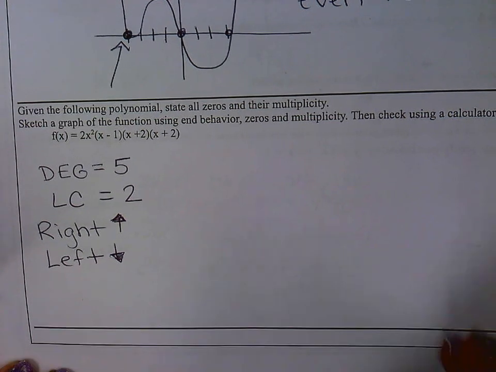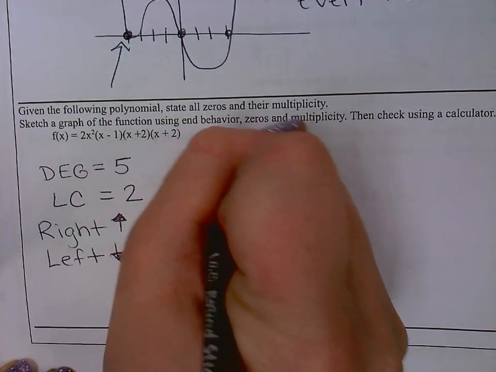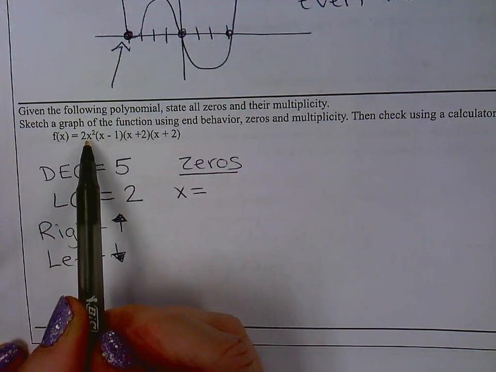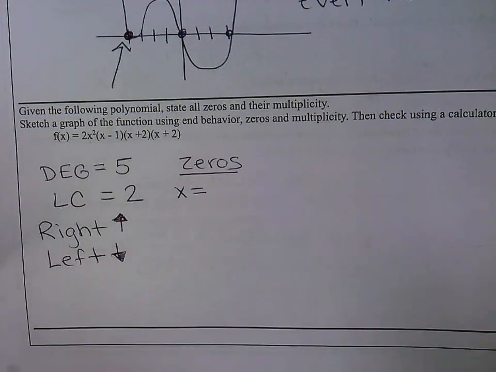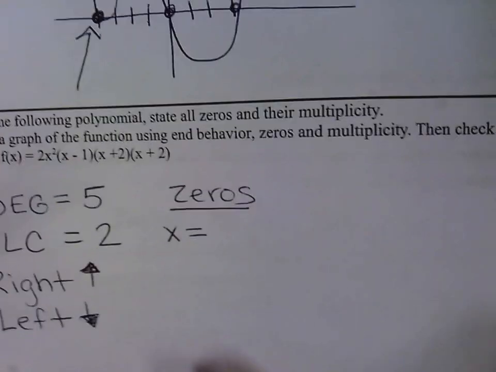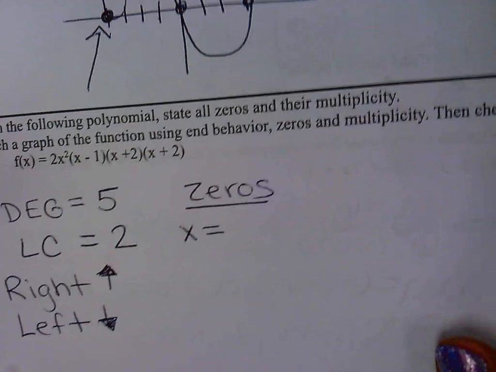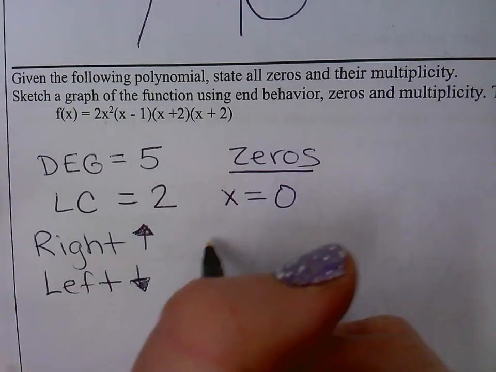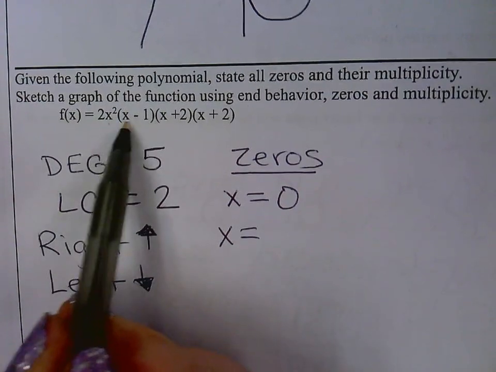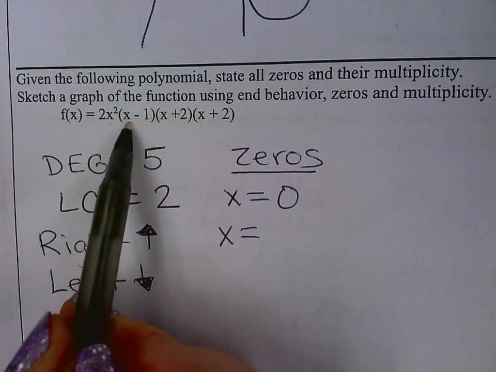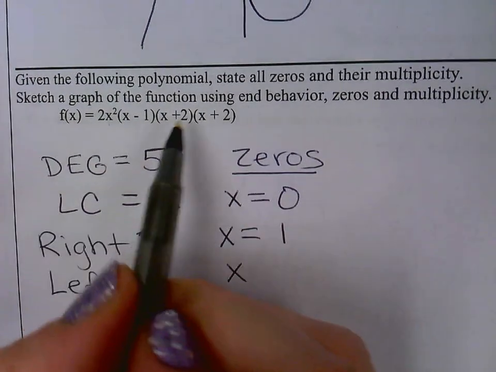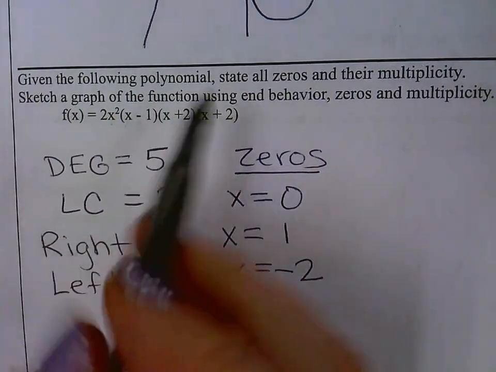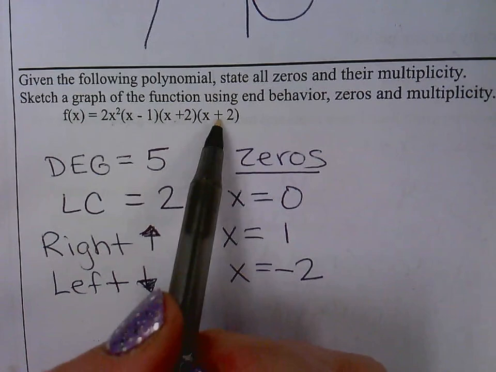Okay, what are all of my zeros? So x equals, what would make 2x squared equal 0? You gotta dig deep and remember how to find zeros in factored form. The x would be 0 here. What about from x minus 1? What would make that 0? 1. What about from x plus 2? -2. And these are the same, right? This is x plus 2, this is x plus 2.